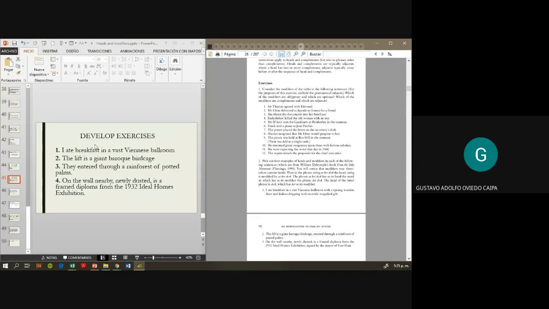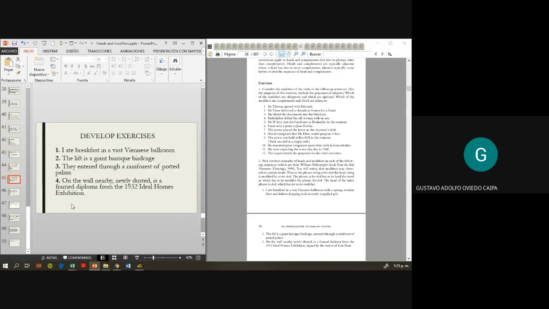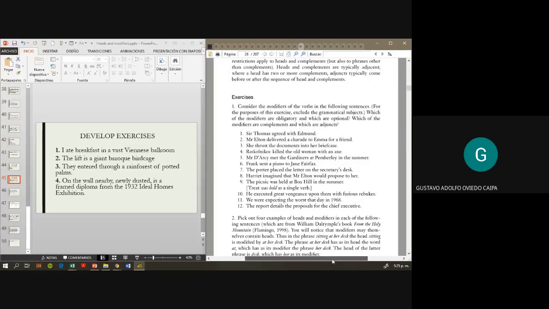And in exercise number 2, what I want you to do is the same thing that we did here. I want you to identify the heads and the modifiers of the heads, but in these sentences that I wrote right here. Okay, we're going to do this as practice of heads and modifiers. All right. Any questions till this moment?